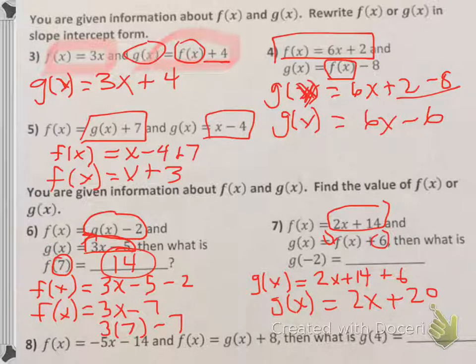That's my equation, but my answer is not my equation. My answer this time is finding g of negative 2. So I'm substituting negative 2 in place of the x. That will be a negative 4 plus 20. Negative 4 plus 20 is the number 16.